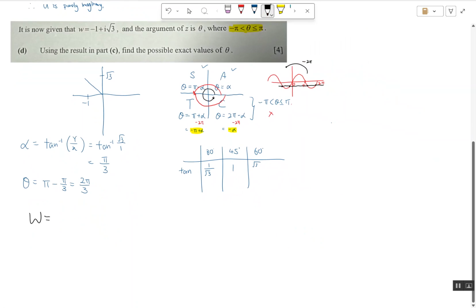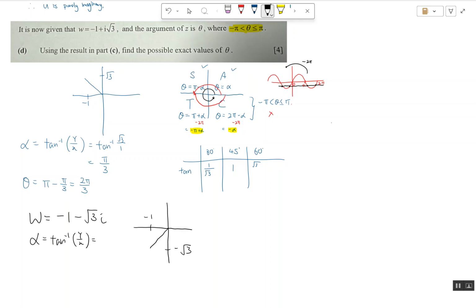If, let's say, they tell you W is equal to negative 1 minus root 3i, you know that negative 1 is here, negative root 3 is here, and it's going to be in this quadrant. My basic angle is still tangent inverse y over x. So I'm just going to get pi over 3, which is actually from here. In my third quadrant, there are two ways to do it. If you can remember minus pi plus alpha, then just use minus pi plus alpha. But if you cannot remember it, let's use the secondary school method: this will be pi plus pi over 3, which is 4 pi over 3.